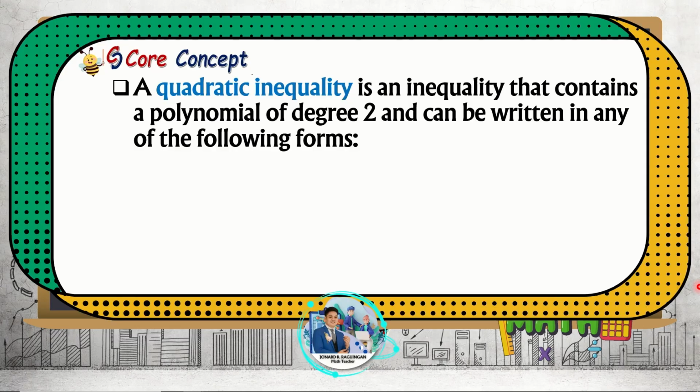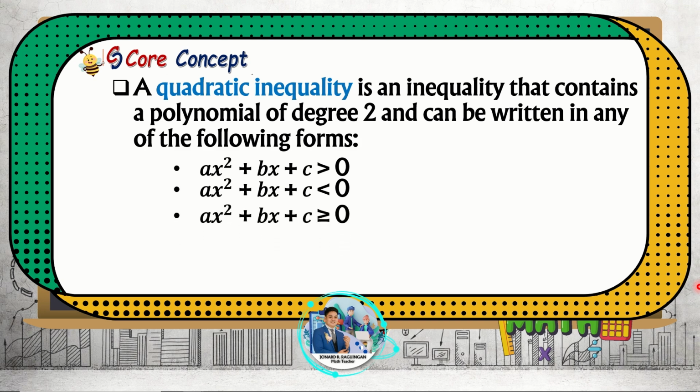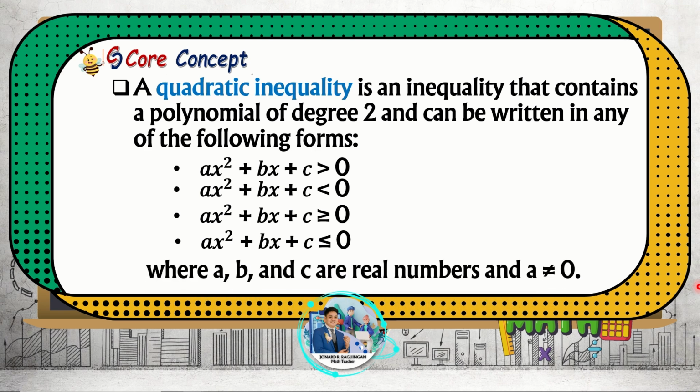A quadratic inequality is an inequality that contains a polynomial of degree 2 and can be written in any of the following forms. ax squared plus bx plus c is greater than 0. ax squared plus bx plus c is less than 0. ax squared plus bx plus c is greater than or equal to 0. ax squared plus bx plus c is less than or equal to 0. Where a, b, and c are real numbers and a is not equal to 0.